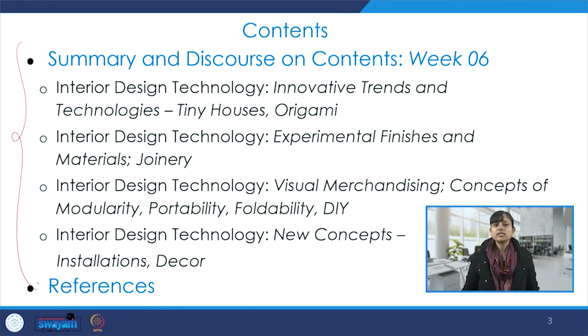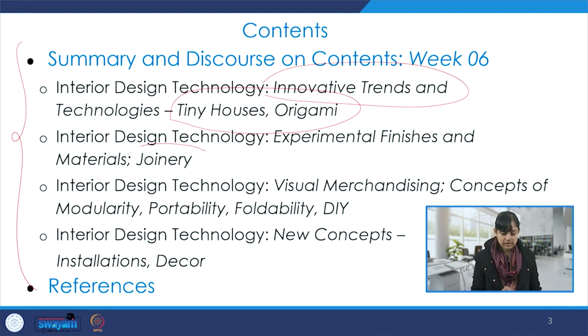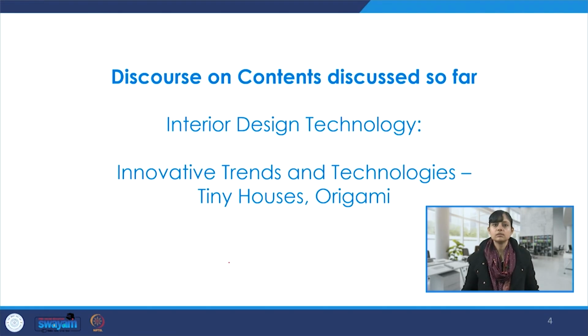So I'm going to summarize interior design technology, and we discussed all these during week number 6. The lens of innovative trends and technologies, especially talking about tiny houses, also origami. Then interior design technology focusing on experimental finishes and materials along with some interesting joinery details. Then we talked about VM, visual merchandising, and also the concepts of modularity, portability, foldability, and DIY. And we also saw some new concepts related to installations and decor. And of course, there's a list of references as always.